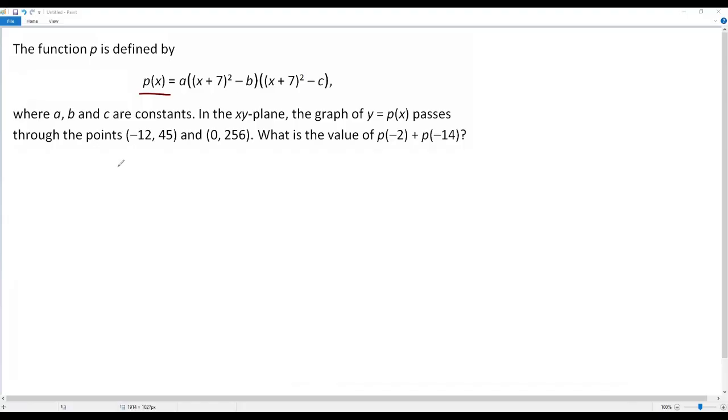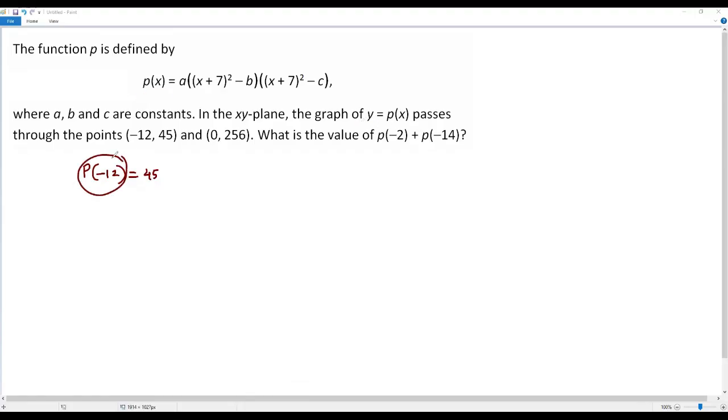The graph of this function passes through the points (-12, 45) and (0, 256). And also we have the information y equals p of x. That is, in the given function, this p of x represents y. So, from this point, we can understand that when x equals -12, the value of the function p of x is 45, because we have y equals p of x. So we can write this point as p of -12 equals 45. That is, when x equals -12, the value of the given function is 45. That is the y coordinate.